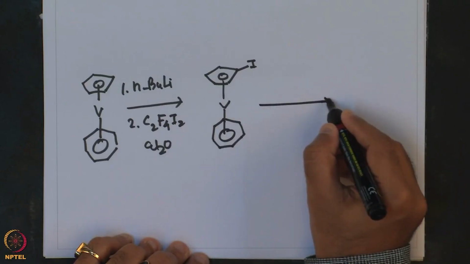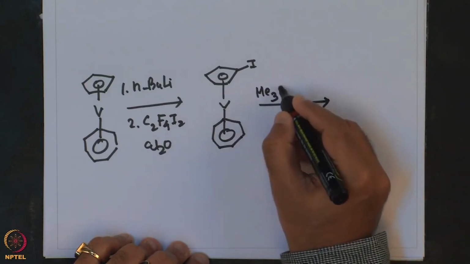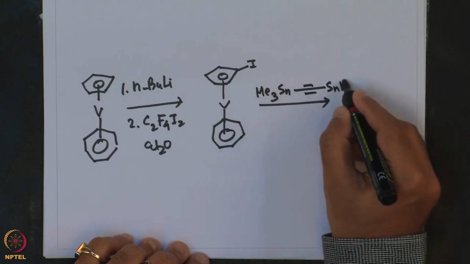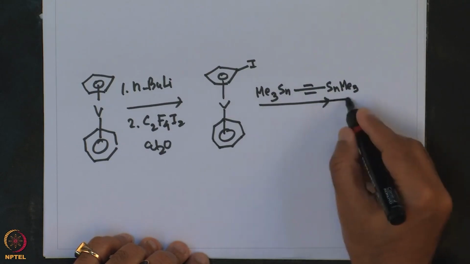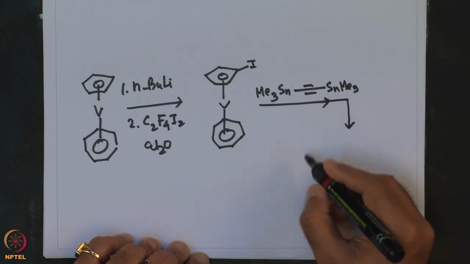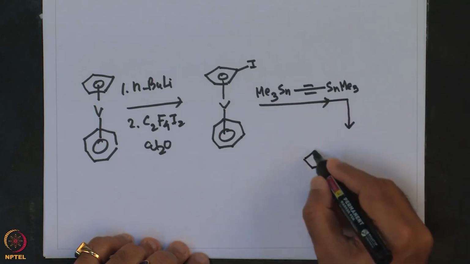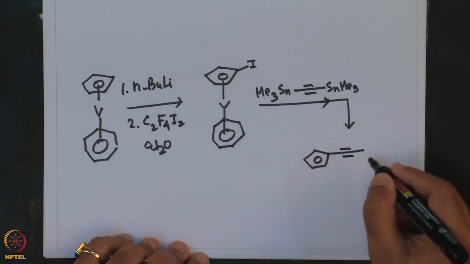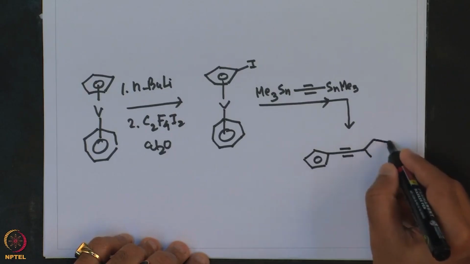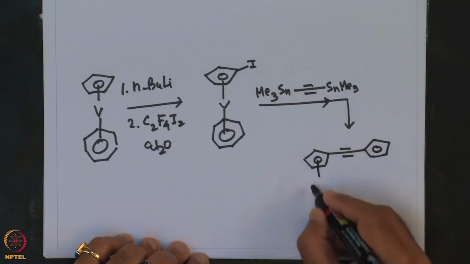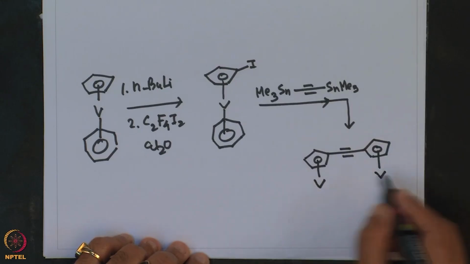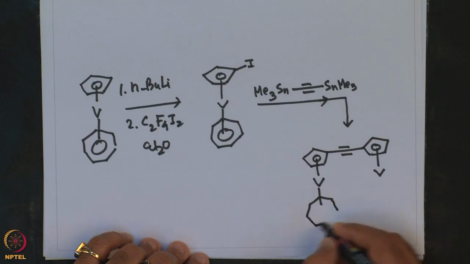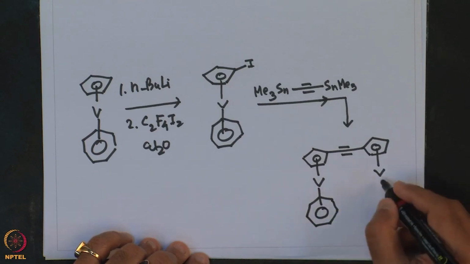And that, with Me3Sn Me3, would give this dinuclear complex, a beautiful dinuclear complex, where the Cp is joined by an alkyne linker, and each of the Cp is bound to vanadium. So, two Cp binding to two vanadium, and then subsequently each of the vanadium is bound to a C7H7 ring.